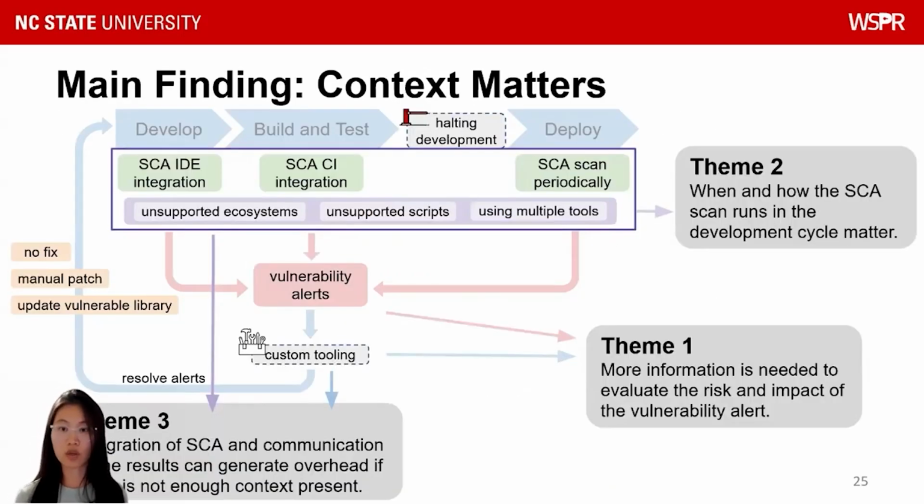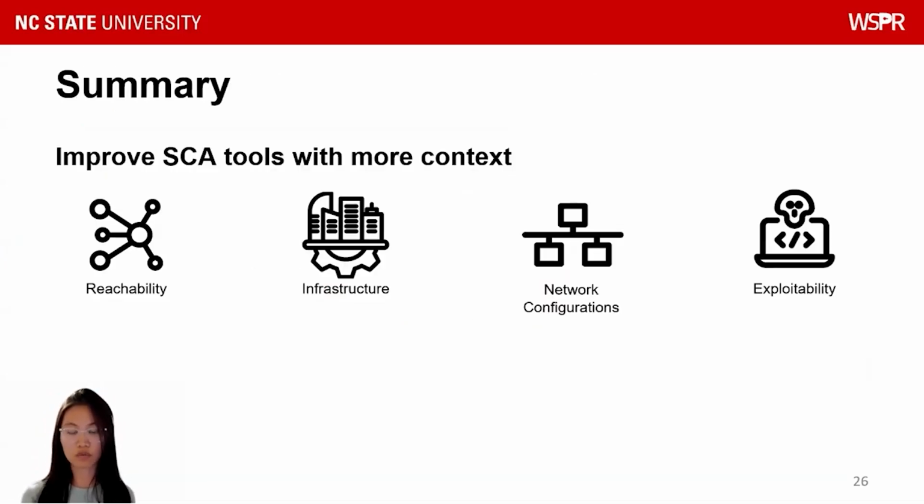So to summarize, we found that there's a lack of context along the entire SCA process, including when you're integrating SCA tools, when you're trying to interpret the vulnerability alerts, and also when you're trying to fix or adjust the alerts. And as you scale SCA tools to more projects and more teams, the overhead caused by the lack of context can be amplified. And to fix that, we propose that SCA tools should have more context, specifically these 4 types.